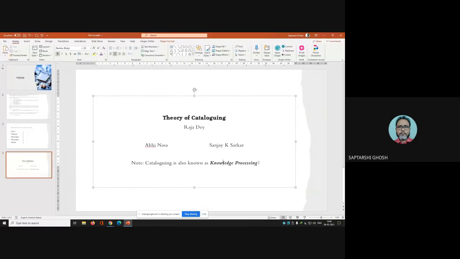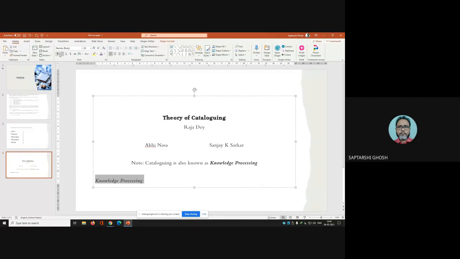So the context is that cataloguing and knowledge processing are the same. But because you are only making cards with cataloguing, make one card with knowledge processing also. This is the canon of context. How? You will make the card this way: K-N-O-W-L-E-D-G-E, knowledge, P-R-O-C-E-S-S-I-N-G, processing.